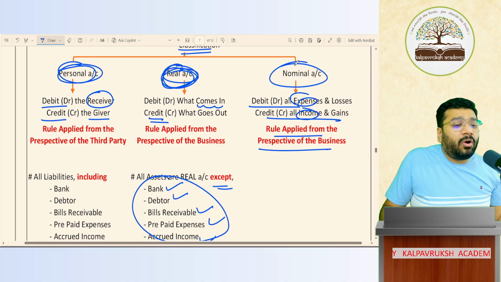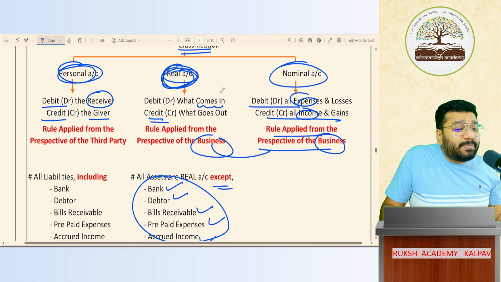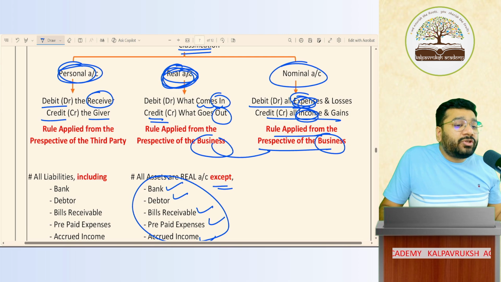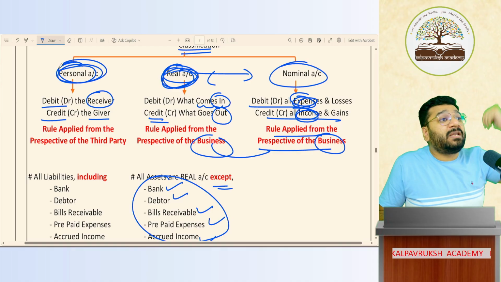Real account and nominal account, both are from whose point of view? Business point of view. In business, money is coming in. In business, money is going out. For business expense, business income. So these both are from the business point of view, whereas personal account is from the opposite person's point of view.